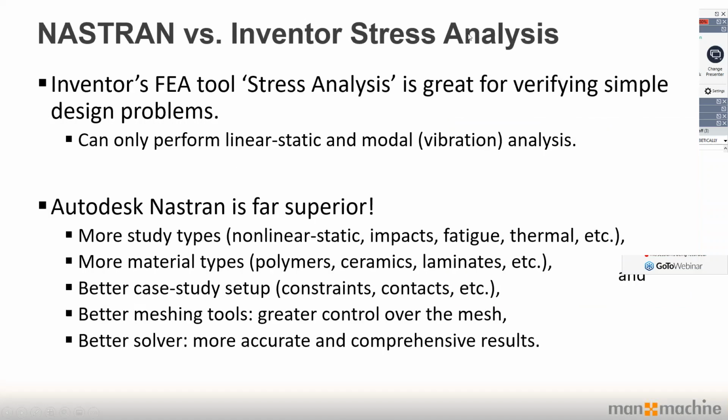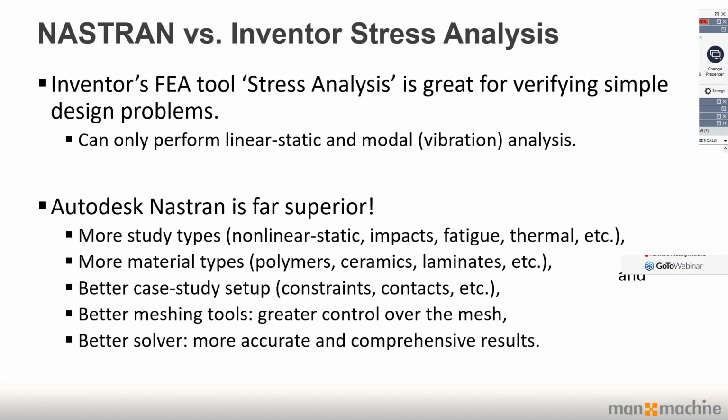There we go. So why do we bother with Nastran? Doesn't Inventor already come with its own native stress analysis tool? It does. Inventor's FEA tool, stress analysis, is really good for verifying very simple design problems. It can perform linear static and modal analysis. So basically it can deal with very small loads and vibrations, and pretty much only with metals. But you're very limited in how you can input and output.